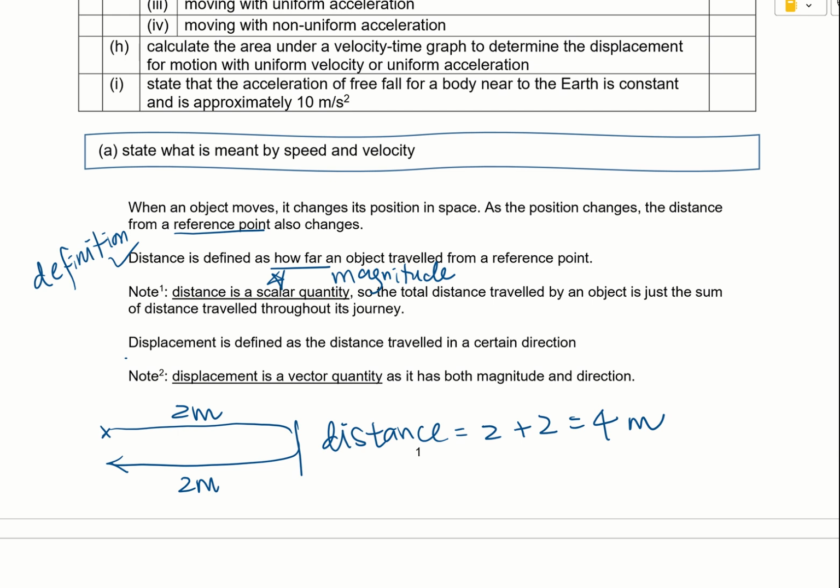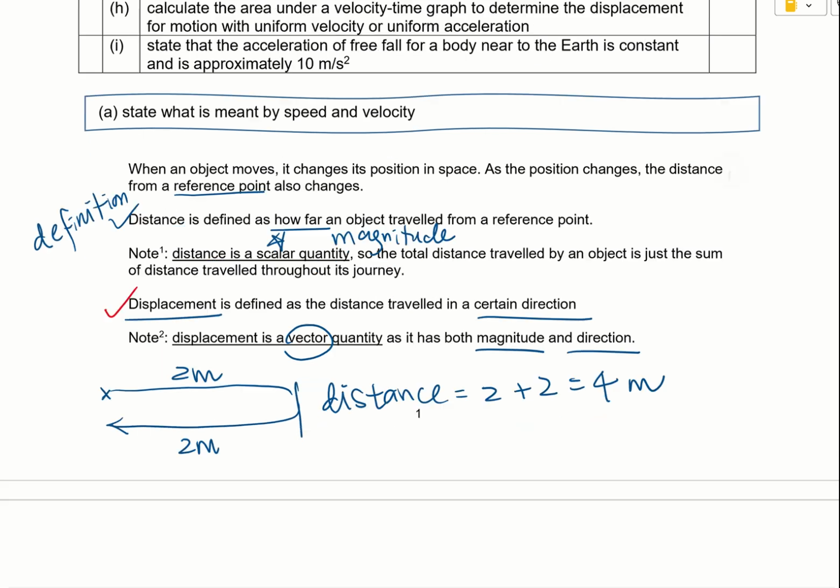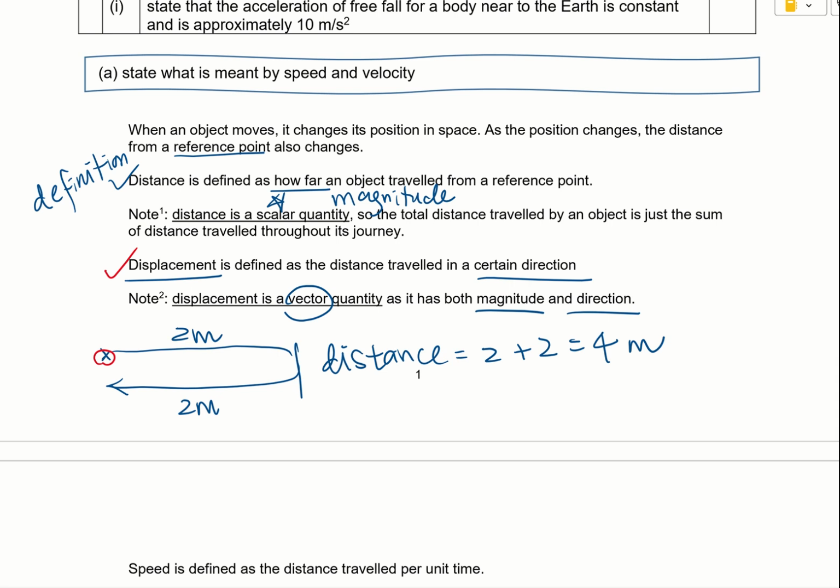Okay, however, displacement is defined as a distance traveled in a certain direction. So displacement is a vector quantity. It has both magnitude and direction. So if, let's say, displacement, I use red color. Now we use the same example. From this starting point, the object moved 2 meters to the right. Okay, and then move 2 meters to the left. However, because it returned to its starting position, okay, the displacement is 0. How do we get 0?